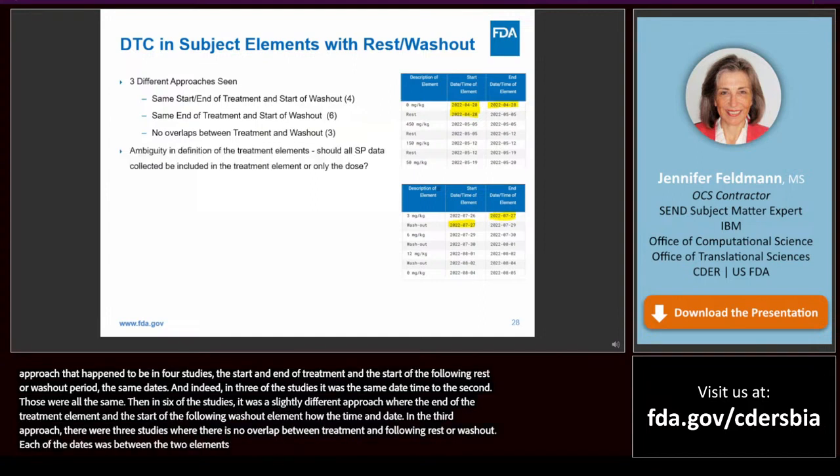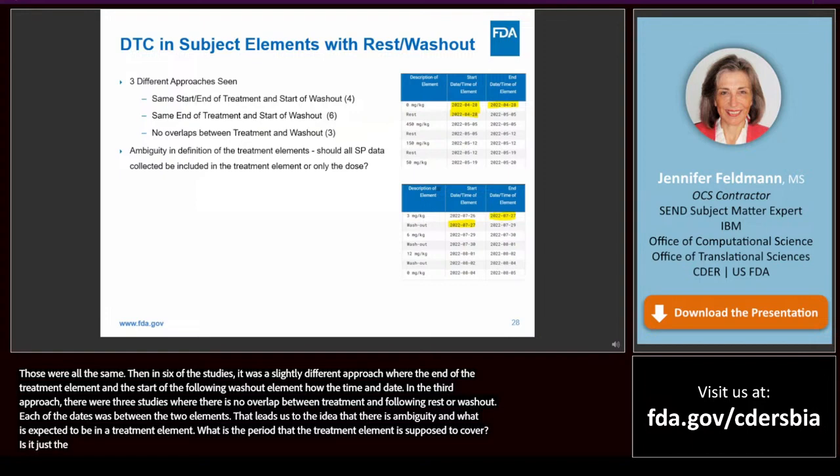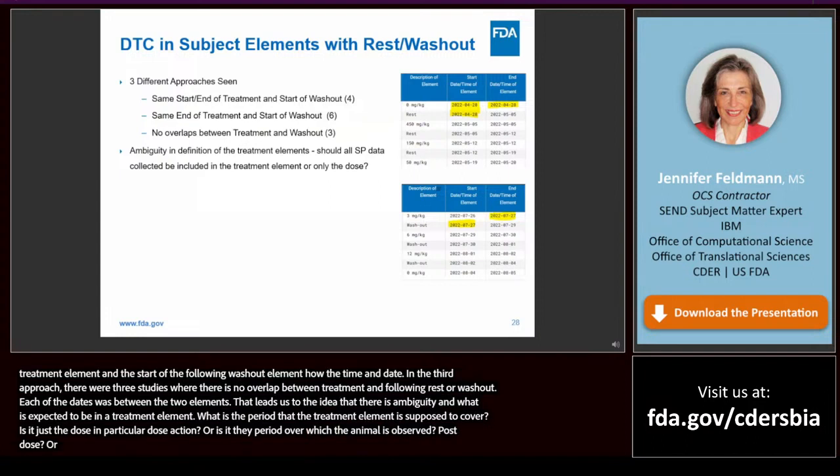So that leads us to the idea that there's ambiguity in what is expected to be in a treatment element. What is the period that the treatment element is supposed to cover? Is it just the dose, the particular dose action, the moment of dose, or is it the period over which the animal is observed, pre and post dose, or something else even? Because of the 3 entirely different approaches, we think that there probably could be a little tighter definition.